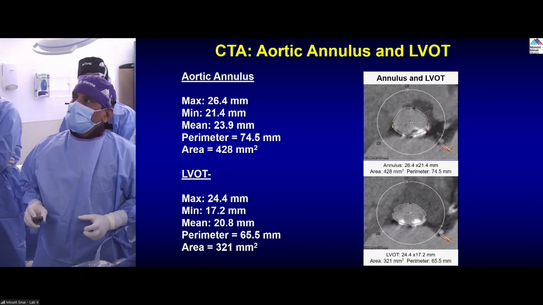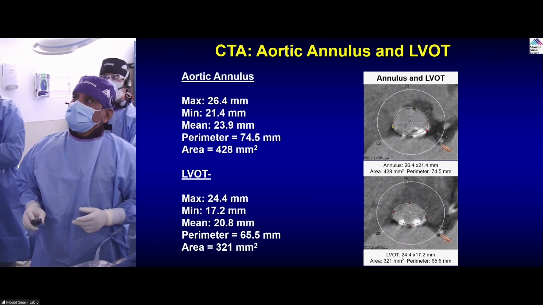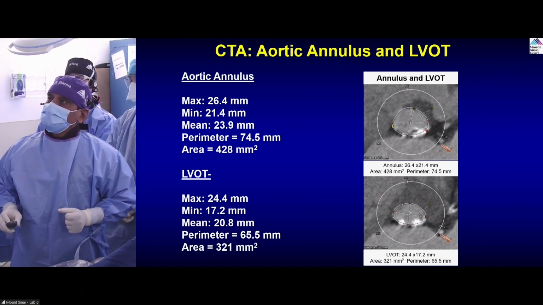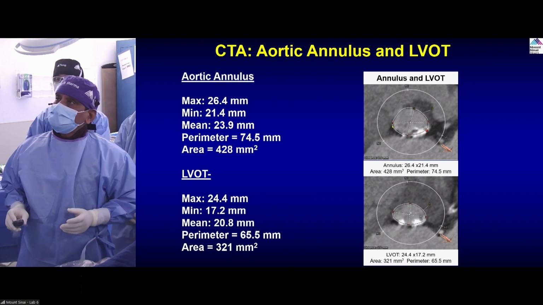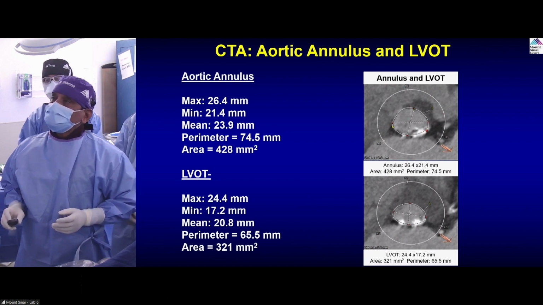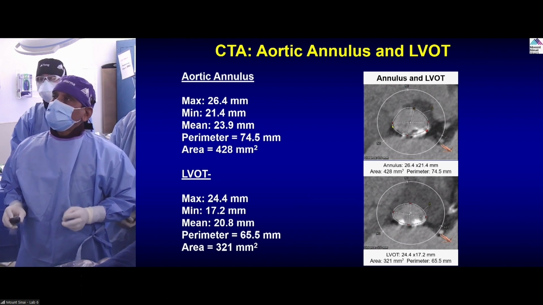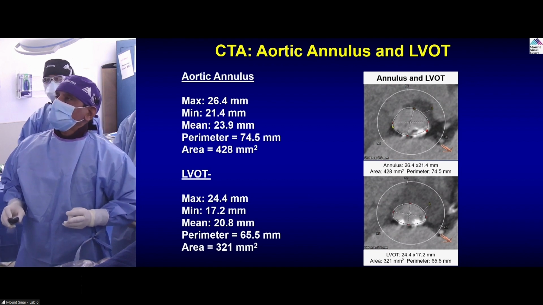Okay, so want to comment on this? Sure. Yeah. So you can see this is a severe annular and LVOT calcification, very small LVOT. You can see the annulus itself is around 428, 74.5, but look at the LVOT, 321, 65.5. So, we're going to talk about balloon expanding versus self-expanding, but certainly this could be a pretty high risk of annular injury if you choose a balloon expandable, not because of the annulus per se, but the LVOT.